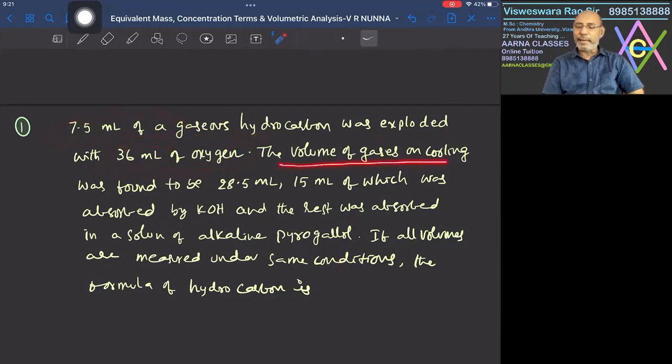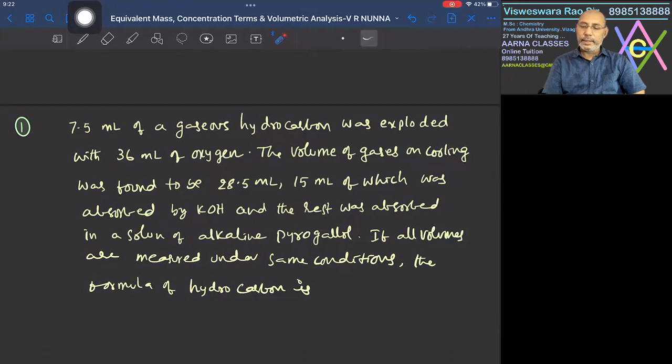The volume of gases on cooling. When a hydrocarbon burns in the presence of oxygen at high temperature, you will get carbon dioxide and water. Any hydrocarbon burning in oxygen gives CO2 and water. CO2 is already a gas at room temperature, but water is a gas at the high temperature of the reaction. That's why the paper setter tells you to cool it. Once you cool it, water becomes liquid. That is a very important thing.